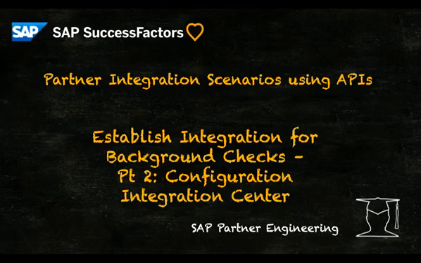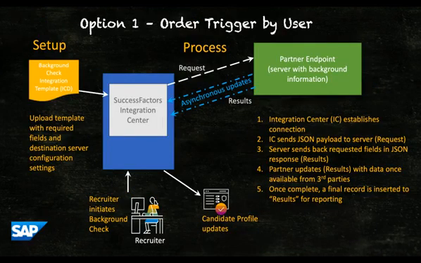My name is Julie, and in this series of videos, we're going to take a look at integration scenarios, in this case, a background check vendor. We're looking at part two of our configuration steps. In part one of our configuration, we looked at users and roles and our job requisition template. Now we're going to take a look at the settings for the Integration Center, specifically for option one.